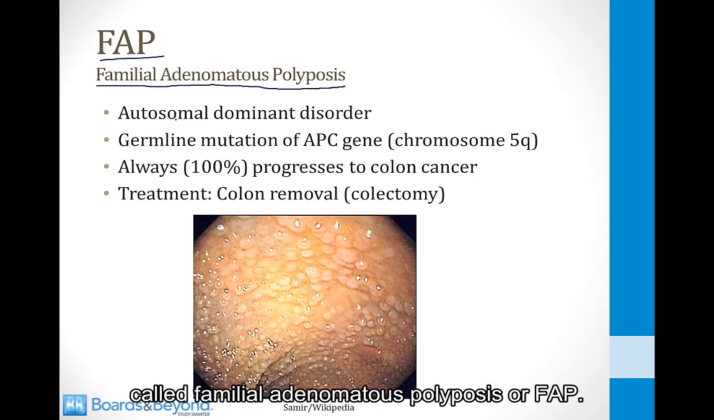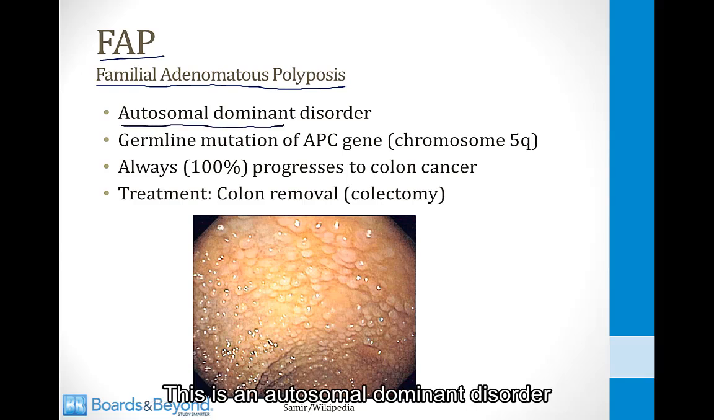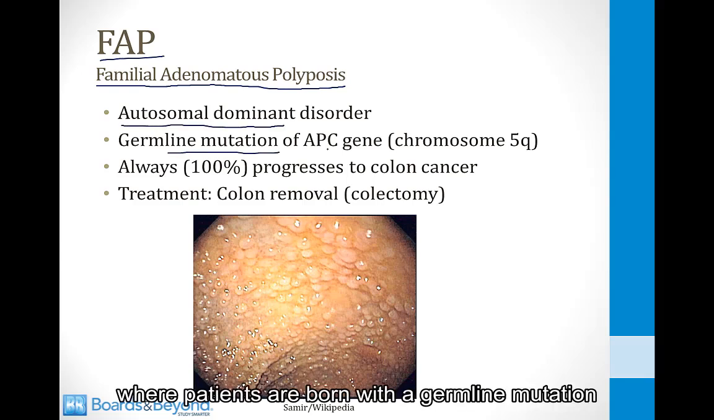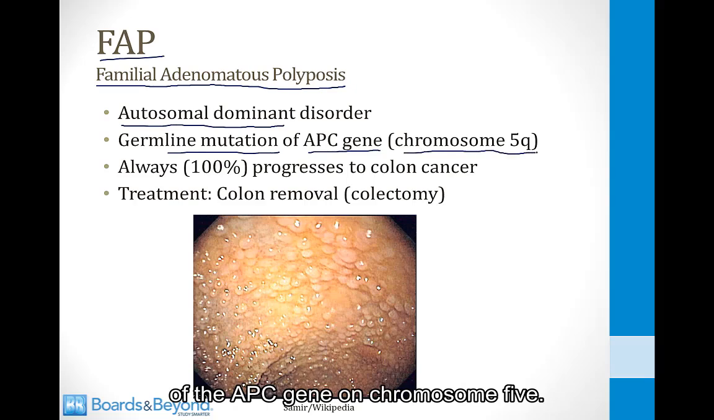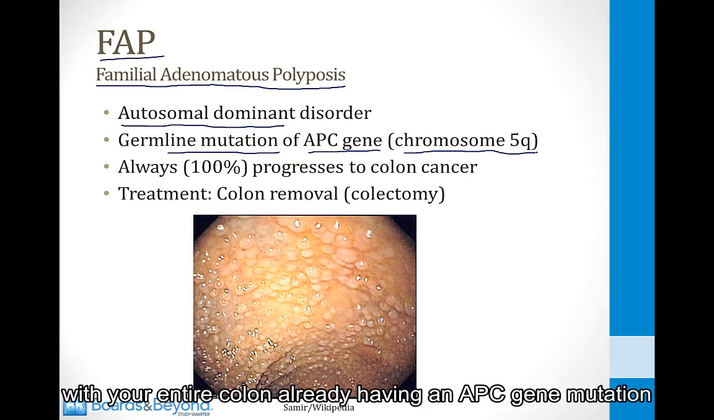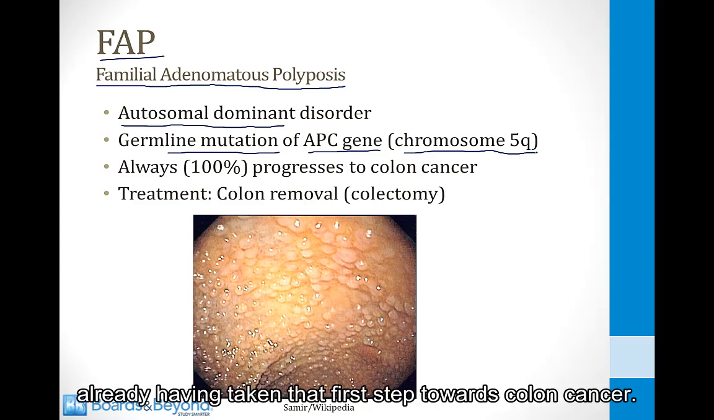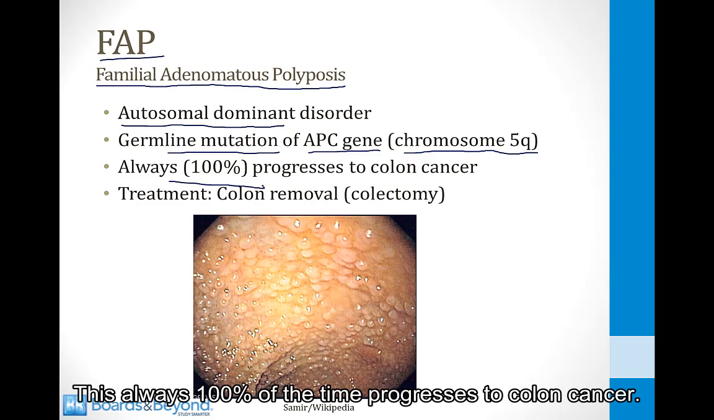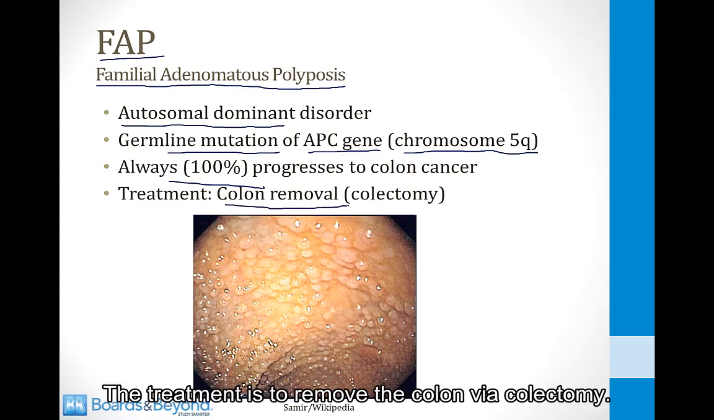or FAP. This is an autosomal dominant disorder where patients are born with a germline mutation of the APC gene on chromosome 5. It's as if you are born with your entire colon already having an APC gene mutation, already having taken that first step towards colon cancer. This always, 100% of the time, progresses to colon cancer. The treatment is to remove the colon via colectomy.